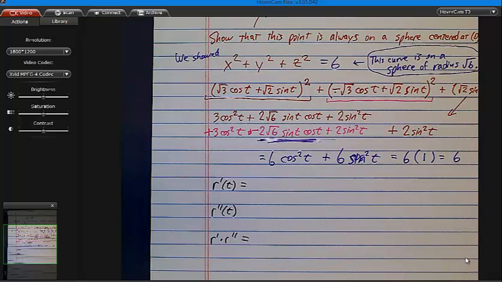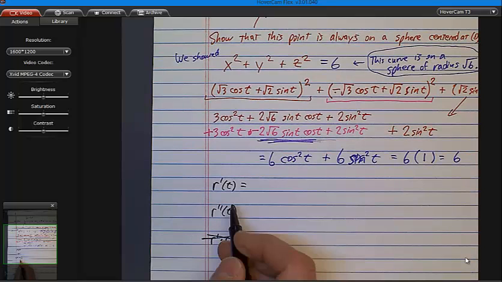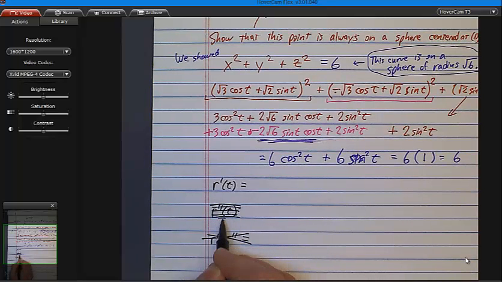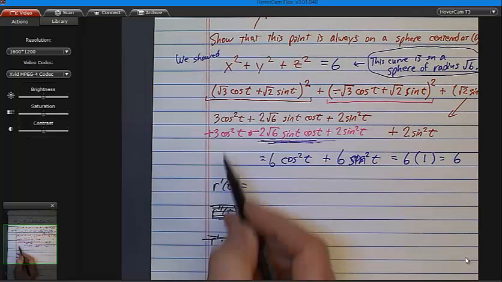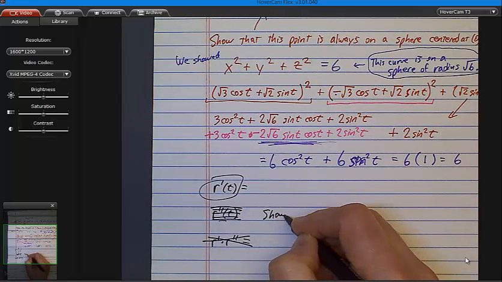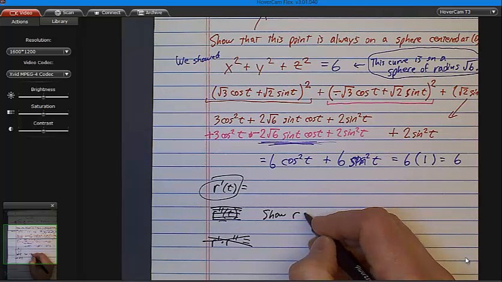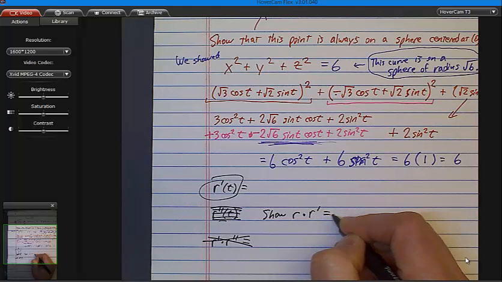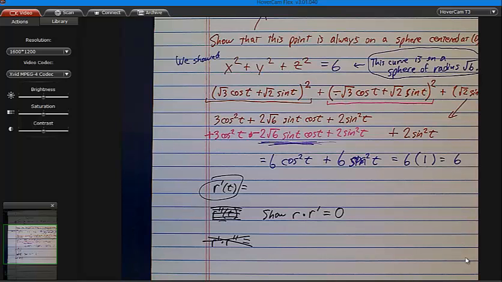So we're going to, that's not what we're doing. We don't need r double prime because they don't say to do that. They say look at position and velocity. And so then what we will do is we will show that r dot r prime equals 0, and then we're in good shape, right? All right, so I'm ready to do that.